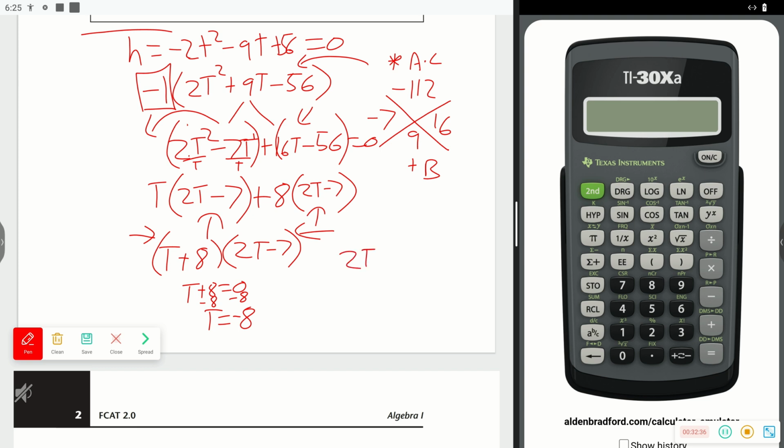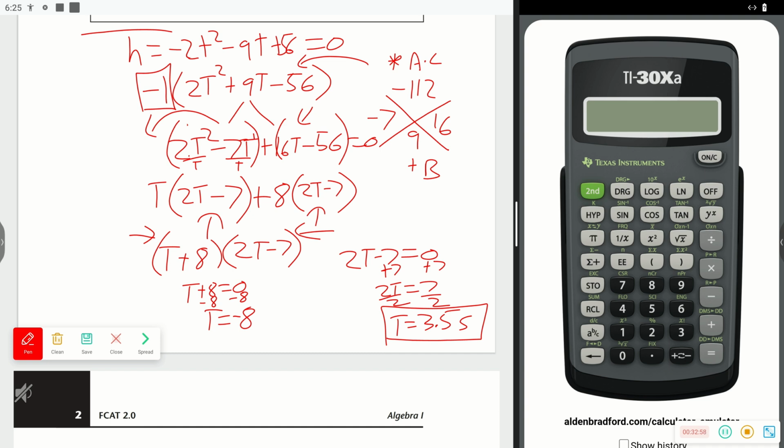We have 2t minus 7 equals 0. We're going to add 7 to both sides. So now we have 2t equals 7. To get rid of the 2, we divide by 2. We have 7 divided by 2, so t equals 3.5. And that's going to be seconds. And that is the answer to the problem.